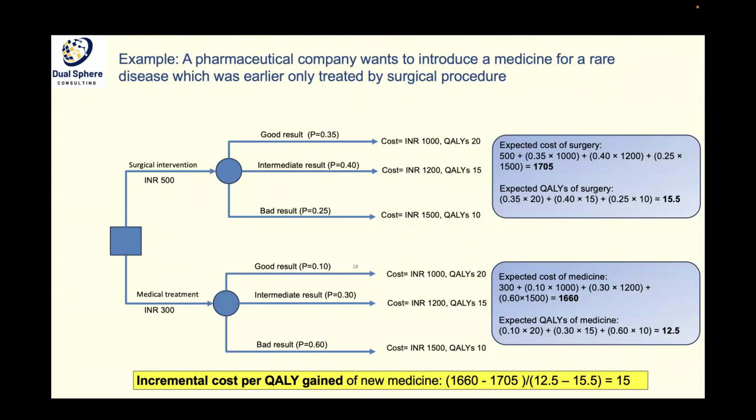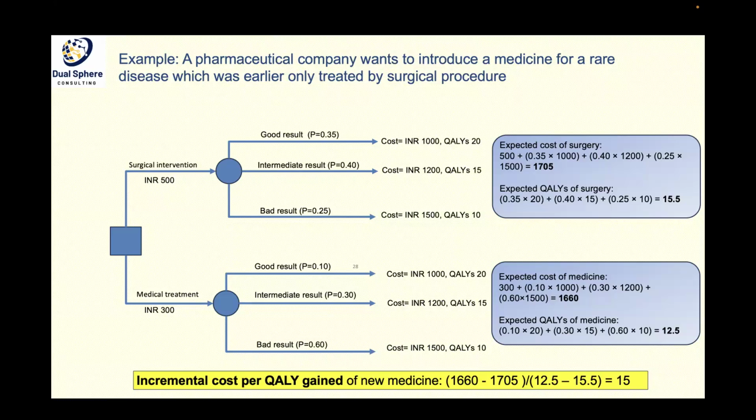Any thoughts on what is a QALY? I'll take a pause and I would like to know. Would anybody like to volunteer and tell me what you mean by a QALY? Quality adjusted life years. Yes. And what does it mean? What is its formula? How do you calculate it? It is the multiplication of life years gained and the quality of life.